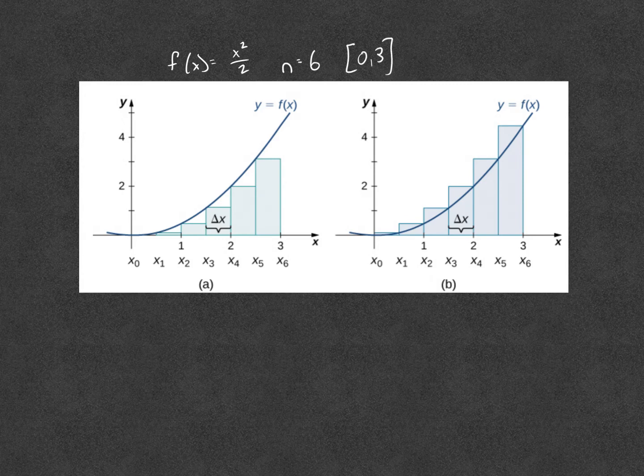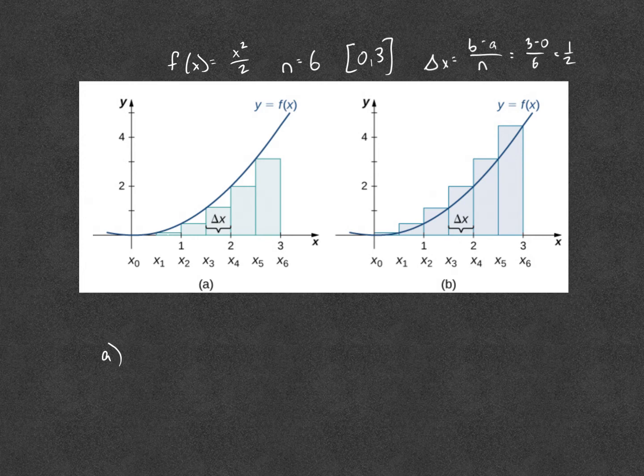The difference between A and B is that A was drawn with left endpoints and B was drawn with right endpoints determining the heights of the rectangles. One important piece of information that we can do right off the bat is compute delta x. Our formula for delta x, the width of each of our rectangles, is b minus a over n, the width of the interval divided by the number of rectangles. So in our case, 3 minus 0 divided by 6, or simplified, 1/2.